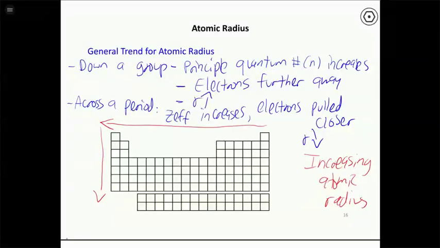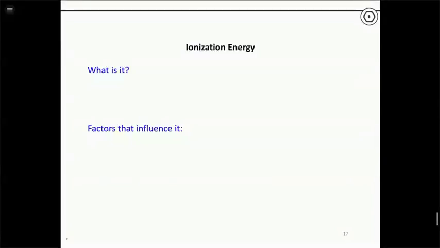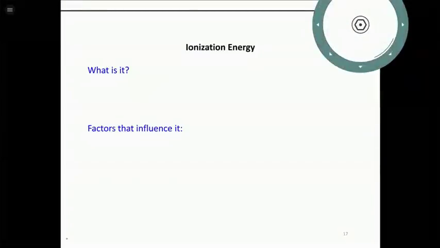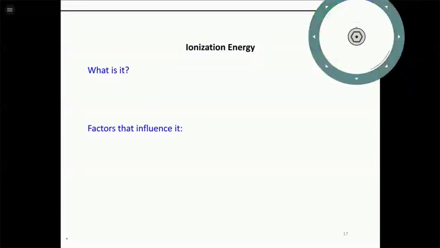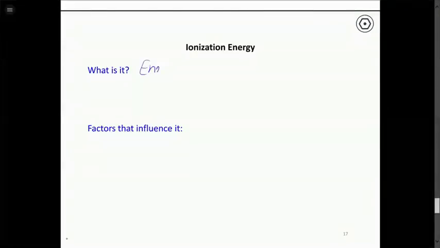And then the last one we're going to talk about today is ionization energy. So what is ionization energy? We have to define it first. We've talked about it in the context of the Bohr model. It's the energy required to remove one electron from an atom.